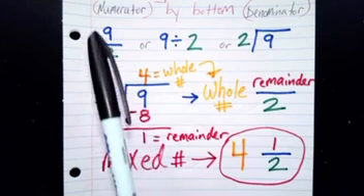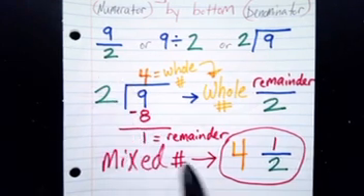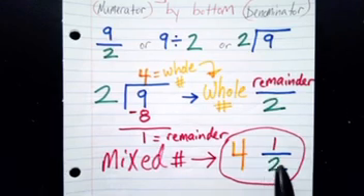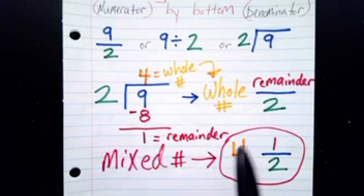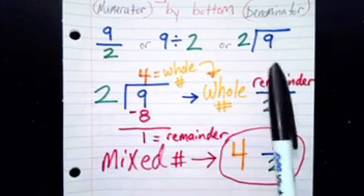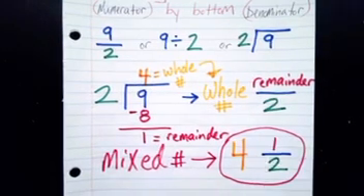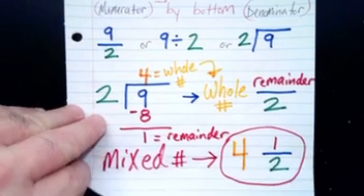So I've converted 9 over 2 into an improper fraction, into a 4 1/2, or what's called a mixed number. So this is the formula. Again, the whole number goes in front, the remainder is on top, and the bottom number of your fraction will always stay the same. Let's do a couple of examples here.